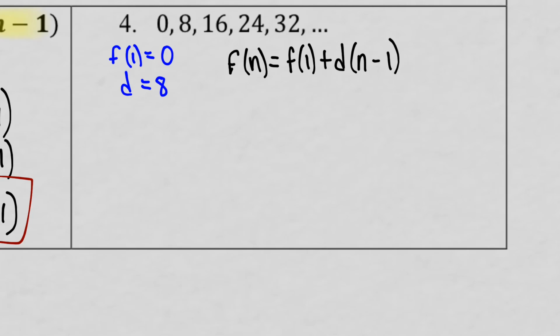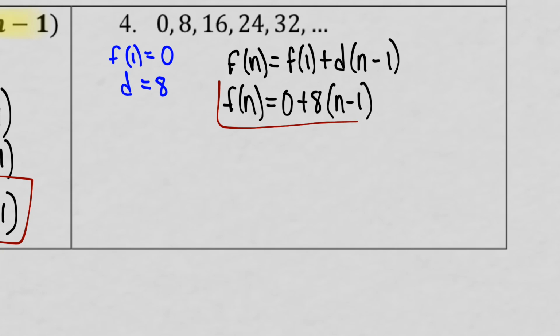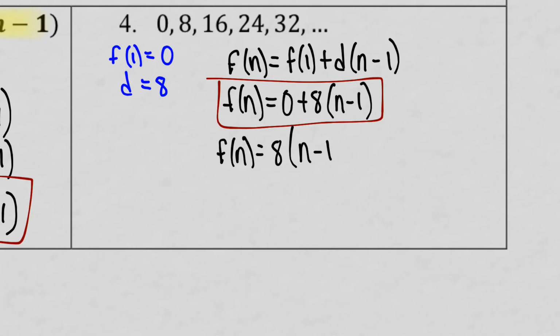I'm going to substitute f of 1 with 0. So f of n equals 0 plus d. I'm going to change d to 8, plus 8 times n minus 1. Now this is correct. Although if you look at it, we're adding 0. So can we just cross it out? Yes. Since you add 0, it doesn't change it. So it's actually f of n equals 8 times n minus 1. There you go. That's much better.